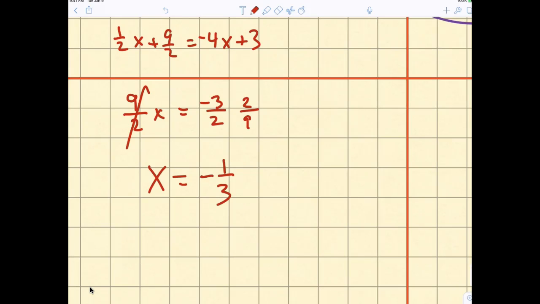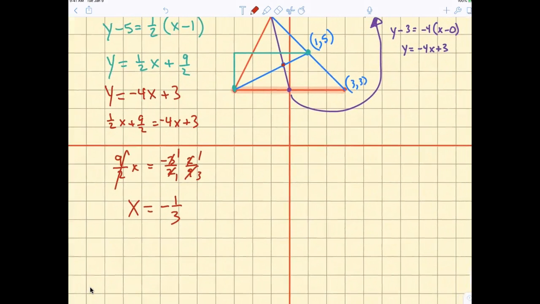Because we just did 2 divided by 2, 2 divided by 2, 3, 1, 3. 1 times 1 is 1. 1 times 3 is 3. Just reducing the fraction. So x is negative 1/3. Now, does that look about right in our picture? That looks about right to me.